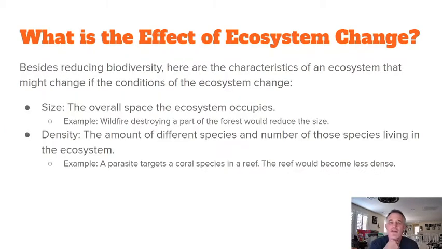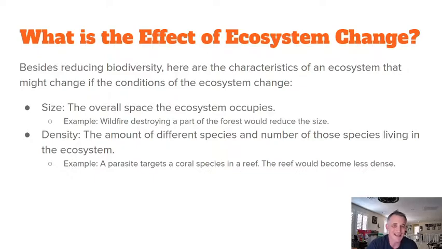So there's other things that can be affected by changing ecosystems besides biodiversity. So besides reducing biodiversity, here are some other characteristics of an ecosystem that might change if the conditions of the ecosystem change. The overall size of the ecosystem might be different. And the example here is back to our wildfire, right? If the wildfire destroys part of the forest, we actually reduce the overall size of the forest itself.